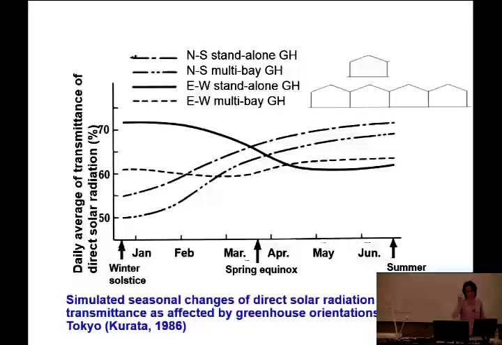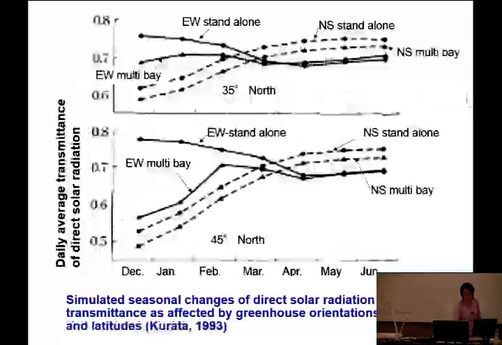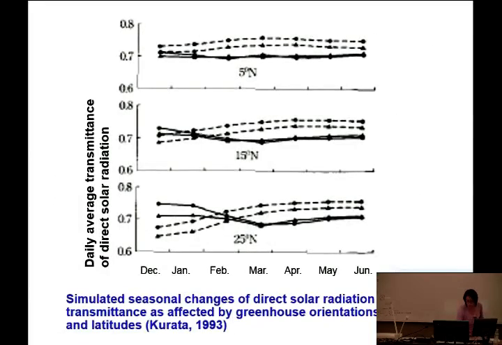All right, and if you can imagine, that seasonal difference gets smaller at a lower latitude close to the equator, because the seasonal difference of the sun angle is smaller. So you have less impact. Sorry for the super low quality of the graph. But if you go north, then you get a huge difference for different orientations of the greenhouse. This is 5 degrees north, 15, and 25.